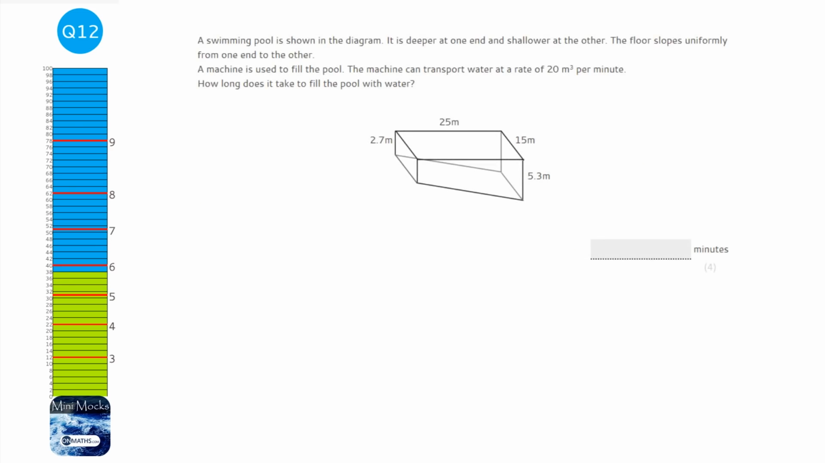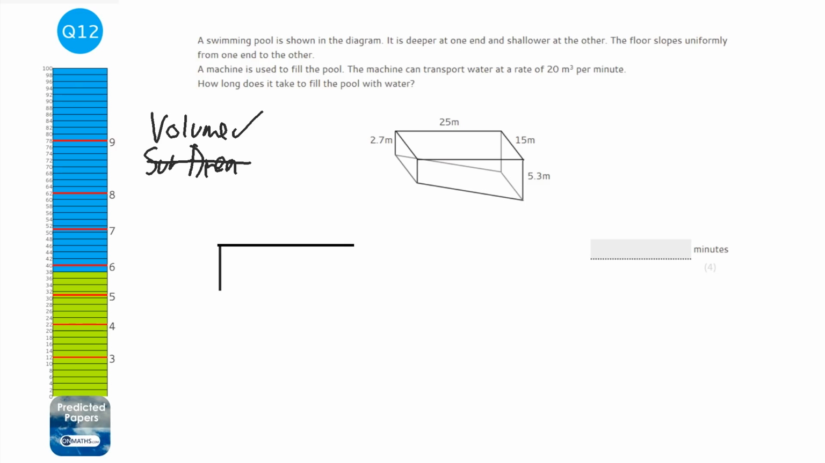Whenever we see a 3D shape in a question, you've got to ask yourself, is the question asking for a volume or a surface area? And that should be the first question that goes into your mind. Yes, it might be asking for something else, but those are the main two. We're filling the swimming pool with water, so it's going to be a volume question. Now, the way of approaching this is to figure out what the shape is. Well, the shape is a trapezium-based prism. So we've got to first of all work out what the area of the trapezium is.